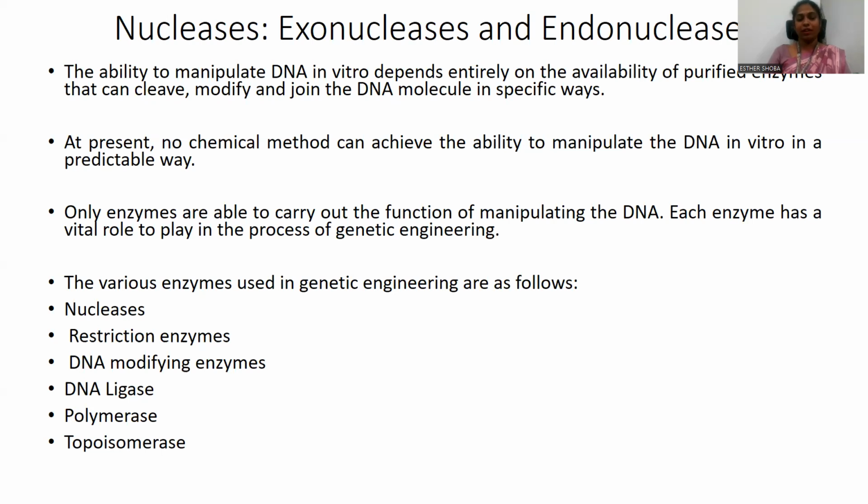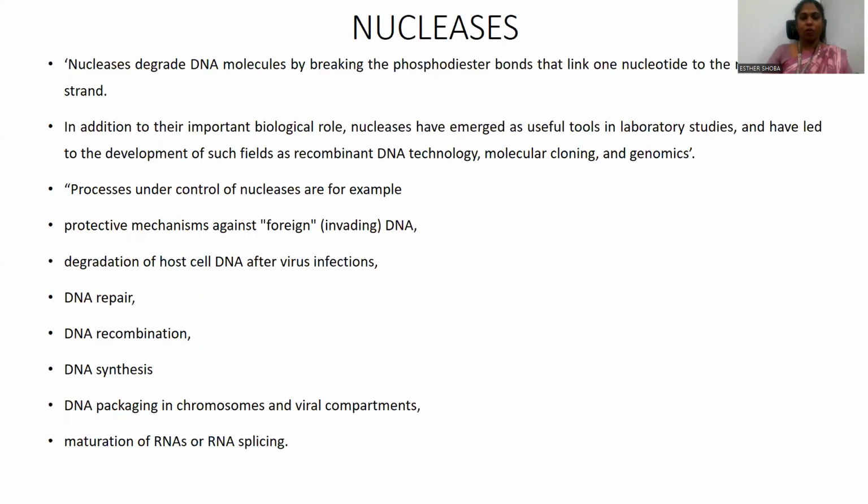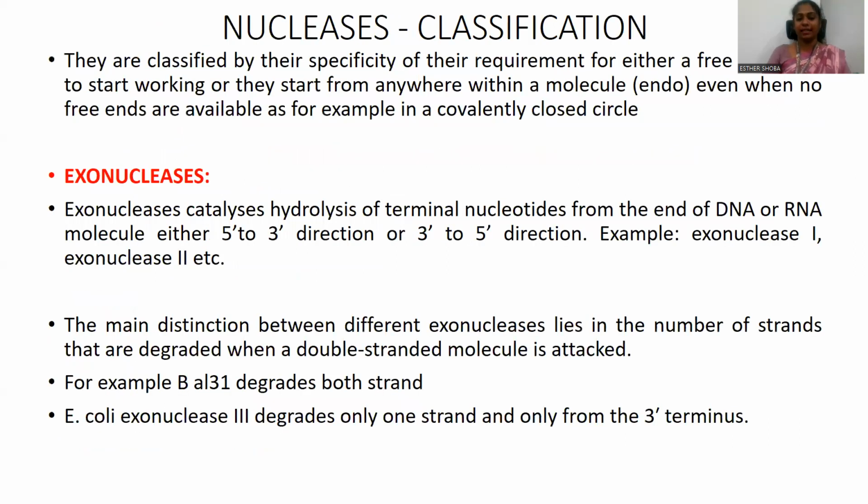When I speak about nuclease enzymes, we have two types of nuclease enzymes depending upon where they act in the DNA molecule. We call them exonucleases and endonucleases. Now, what are exonuclease enzymes? Exonucleases bring about the hydrolysis of a terminal nucleotide from the end of a DNA or RNA molecule. When I say end, it might be the 5' or the 3' end.